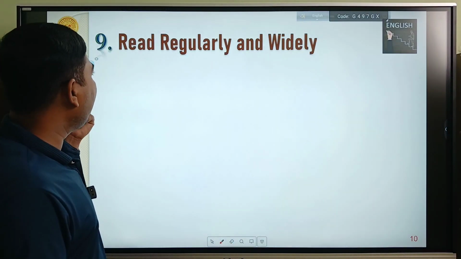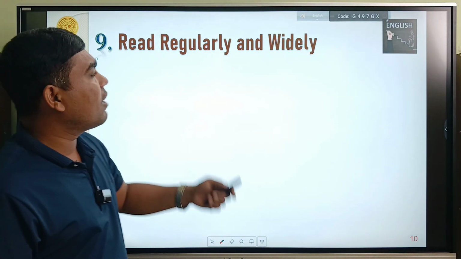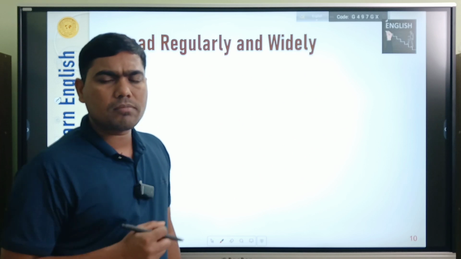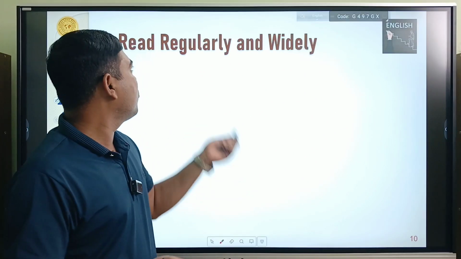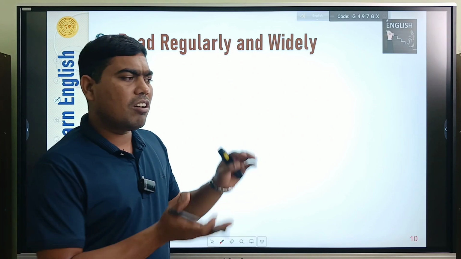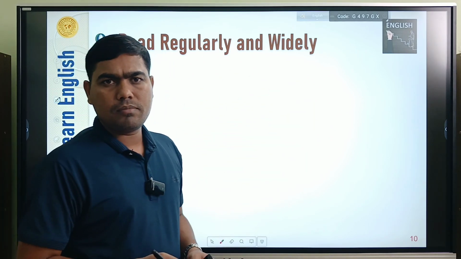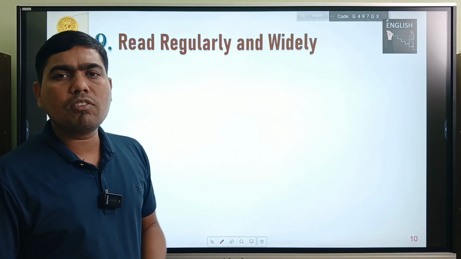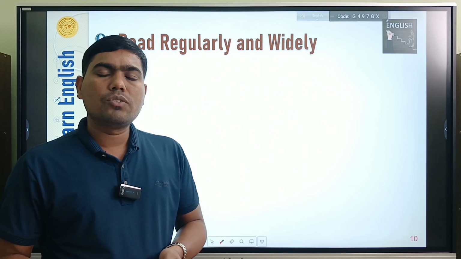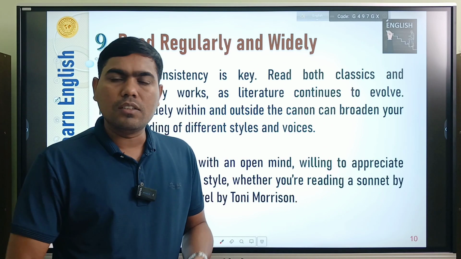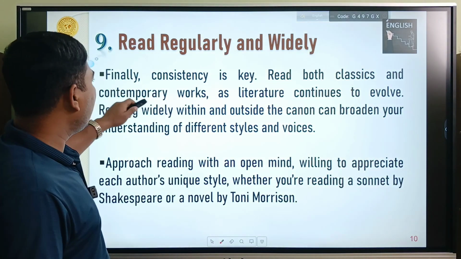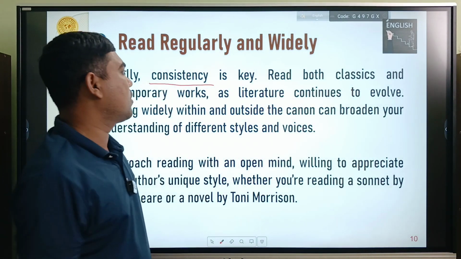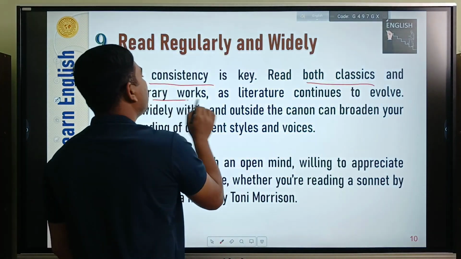Okay, then in the 9th step, read regularly and widely. So don't read just a bit. Okay, read widely and read regularly. Suppose you have read something 7 days ago, I think you will forget it. So you have to have a good reading habit and you have to read many things so you can have a broader understanding of different things. Okay. So it is said that finally consistency is key. So you have to be consistent, regular. Read both classics and contemporary works.